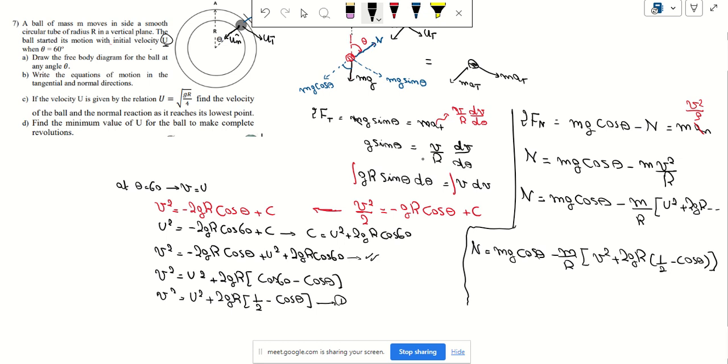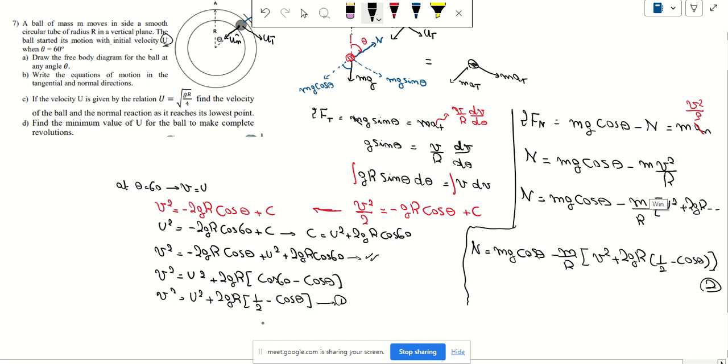Okay. Now I have two equations. The first one is v in terms of theta. So if I know the initial position and I know the theta, I will find the initial velocity, and at any theta I will find the velocity. If I find the velocity, I will simply find N, because N is equal to mg cosine theta minus mv squared over r.